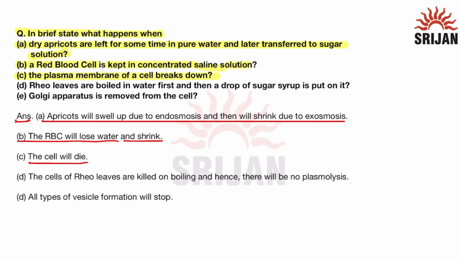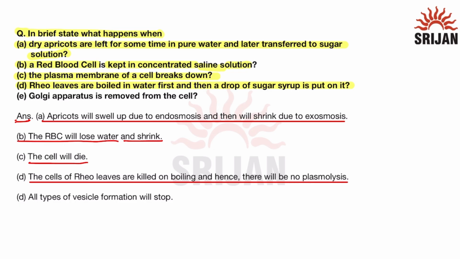The next part of the question reads, Rheo leaves are boiled in water first and then a drop of sugar syrup is put on it. Now let us see the answer to this question. So the cells of Rheo leaves are killed on boiling and hence there will be no plasmolysis.